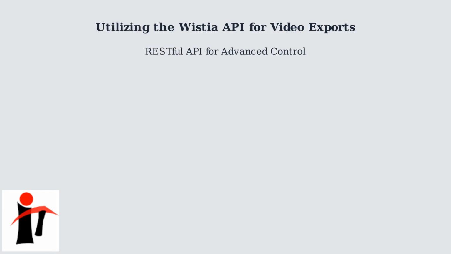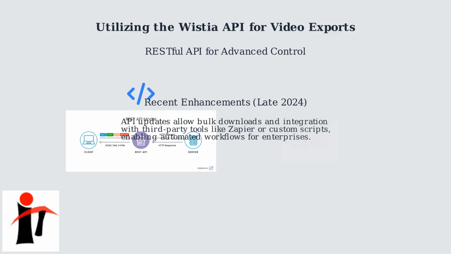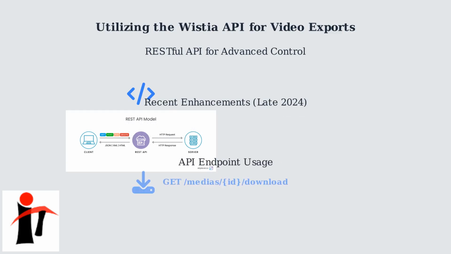For more advanced users or those needing to download multiple videos, Wistia's RESTful API provides granular control. Recent API enhancements from late 2024 allow bulk downloads and integration with third-party tools like Zapier or custom scripts, enabling automated workflows. Use the API endpoint, such as get media/id/download, to programmatically download videos. This method is particularly useful for enterprises managing large video libraries.